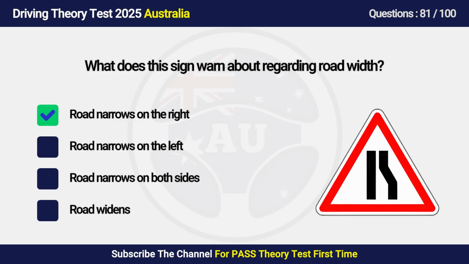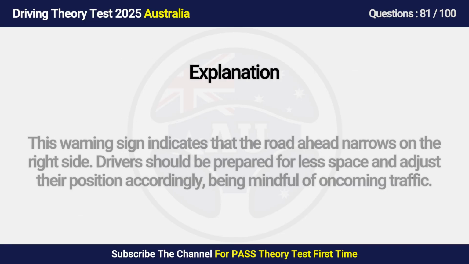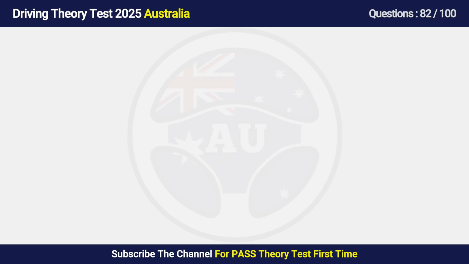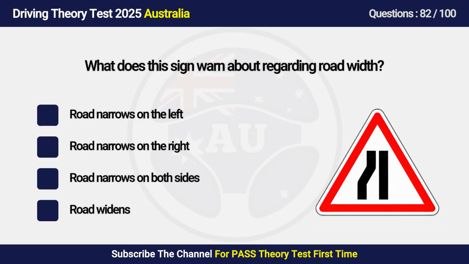Answers is A. Road narrows on the right. This warning sign indicates that the road ahead narrows on the right side. Drivers should be prepared for less space and adjust their position accordingly, being mindful of oncoming traffic. Question 82. What does this sign warn about regarding road width?